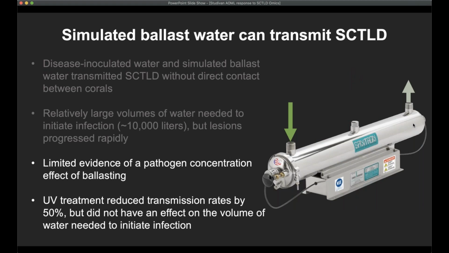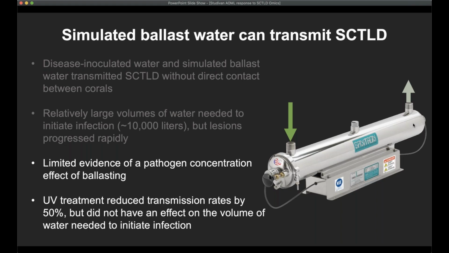Additionally, we found limited evidence of a pathogen concentration effect when we ballasted water. In some treatments, we found that ballasting was required to initiate infection in downstream corals. So this would suggest that over time in a sealed environment, the SCTLD pathogens might even be proliferating. Additionally, we found that UV treatment of disease-inoculated water reduced transmission rates by 50% for the two species that we examined. But interestingly, it did not have an effect on the volume of water needed to initiate infection. So fewer corals got infected, but it still happened in about the same amount of water distributed to the corals.